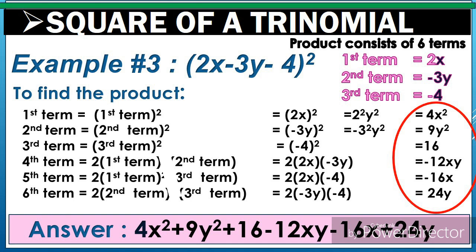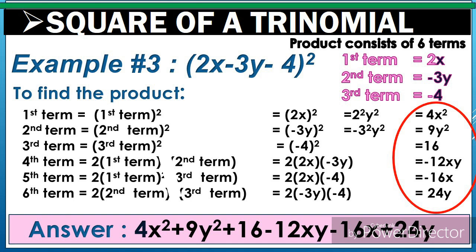To find the fifth term, twice the first term and the third term. So, ang first term natin again is 2x. Ang third term natin is negative 4. And then, 2 times 2 is equal to 4. Positive 4 times negative 4 is negative 16. So, therefore, we have negative 16x.